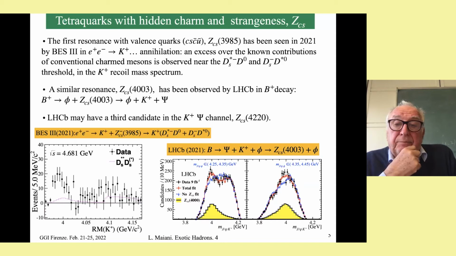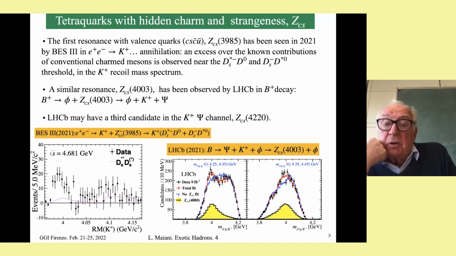And LHCb, in the decay of a B meson into Psi K plus Phi, discovered that there are Psi K plus resonances, which they call ZCS 4003.